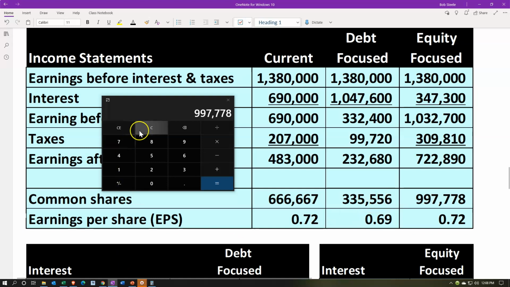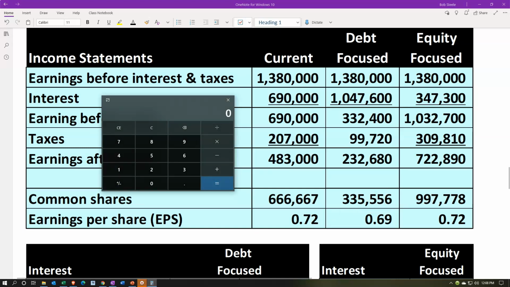So then if we get our earnings per share, then where's that going to stand? At the 483,000 divided by the 666,667, that's about the 72. If we take the 232,680 divided by the 335,556, that's about the 69 cents. And then the 997,778 divided by the 772,890 is about, let's do that one more time.